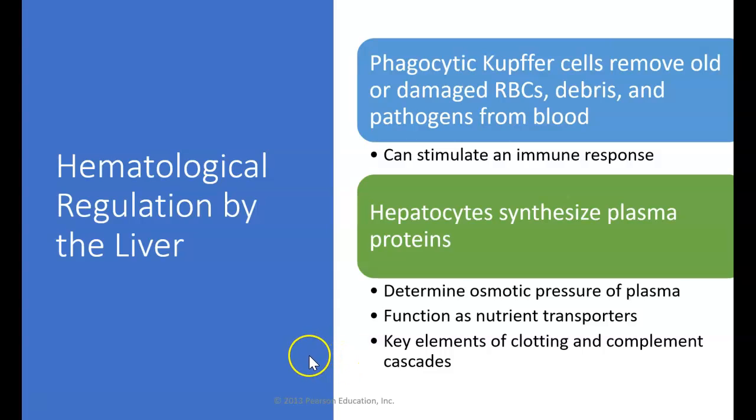So those are the outside functions of the liver, besides the role it plays in digestion, which really is to take all of those absorbed nutrients and put them into the blood.